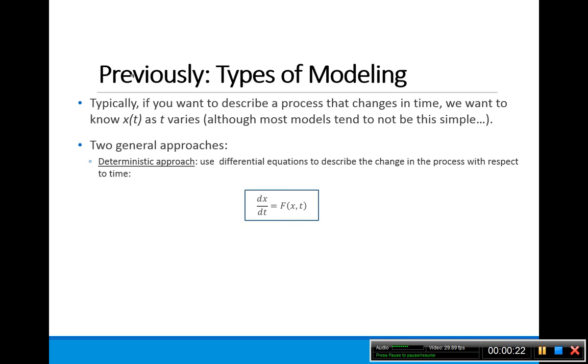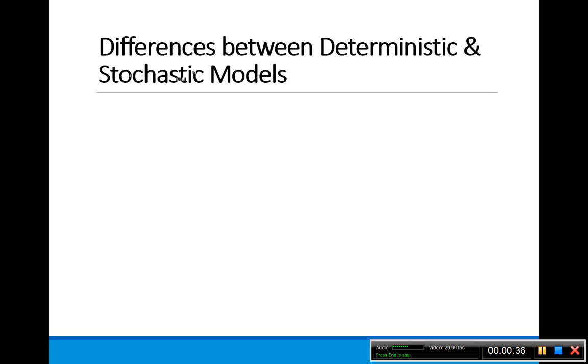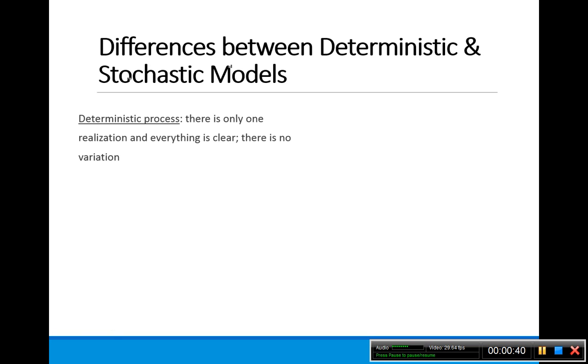So the deterministic, we have dx/dt is equal to some function f of x and t. So the process, dx/dt equals f of x and t, is just describing the process with respect to time. The non-deterministic, again, has some non-deterministic term. Okay, so the differences between deterministic and stochastic processes.